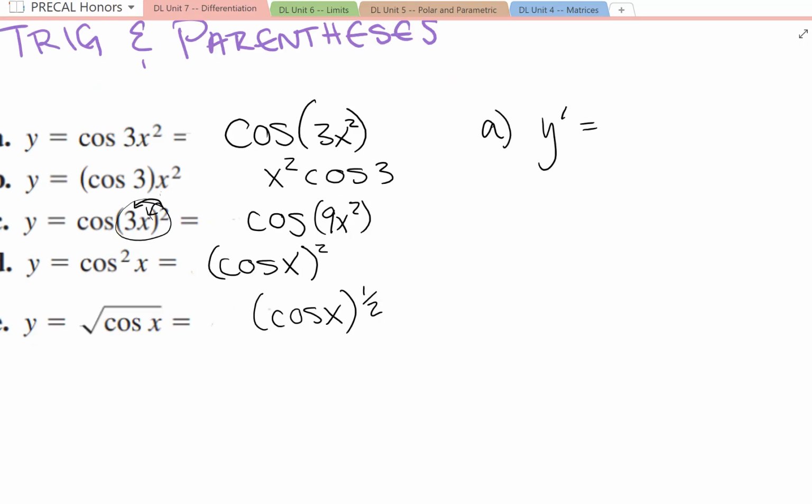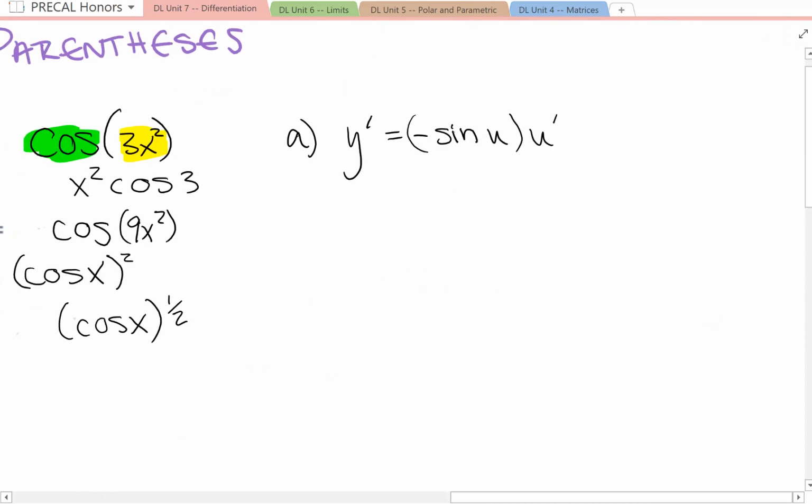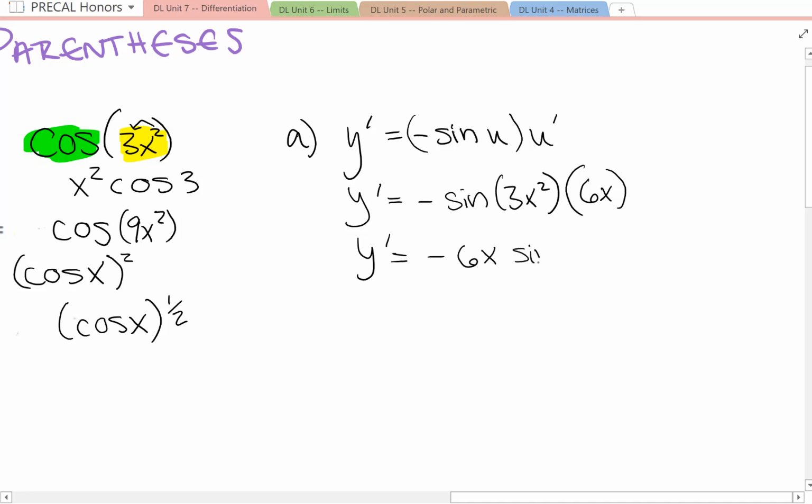Let's derive these. The inside function is 3x squared. The outside function is cosine. The derivative of cosine u is negative sine u times u prime. And u in this case is 3x squared. So the derivative here would be negative sine of 3x squared times the derivative of 3x squared, which is pop down, power down, 6x to the 1. y prime equals, bring the 6x as your coefficient, so negative 6x sine of the product 3x squared.